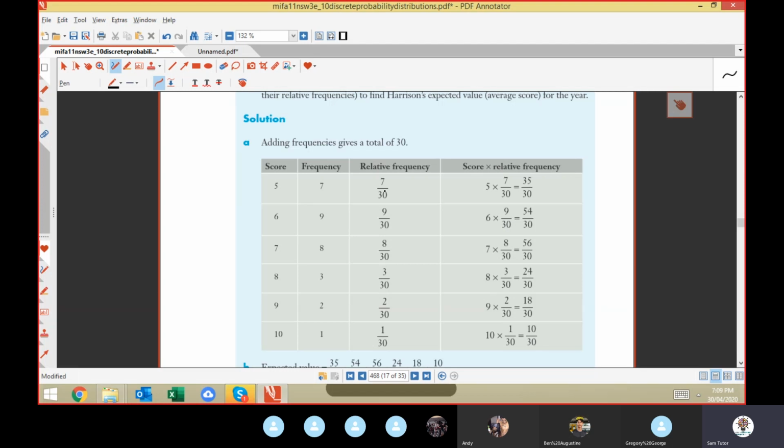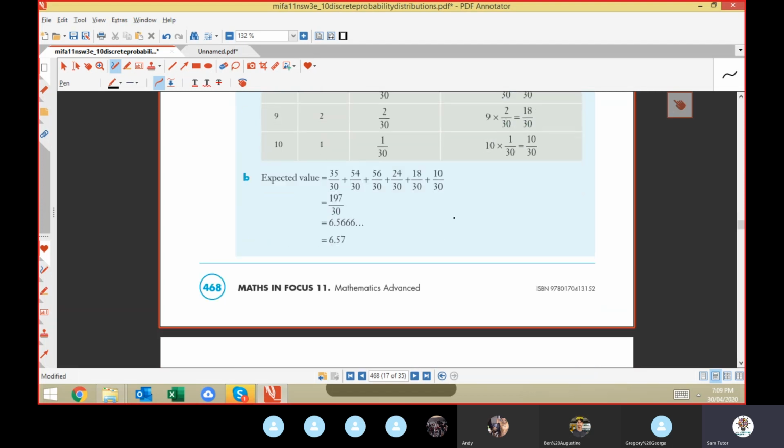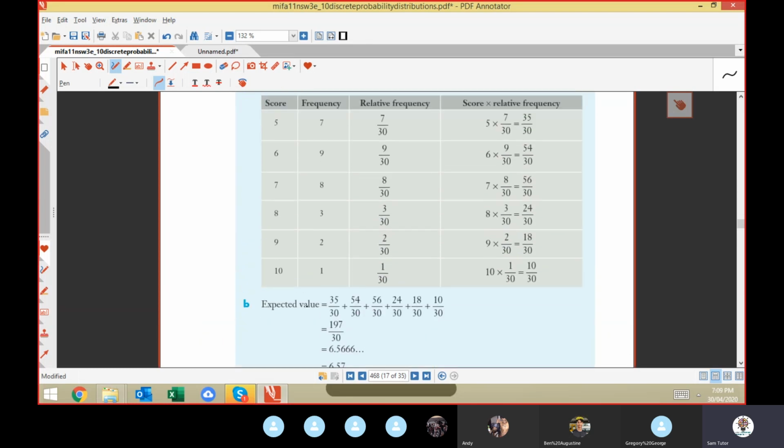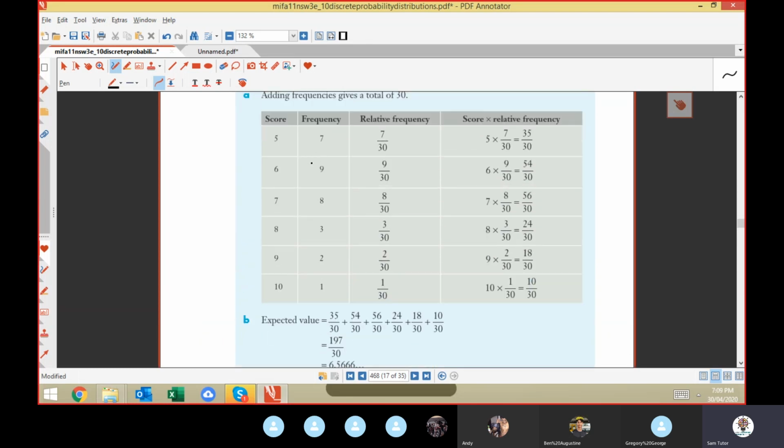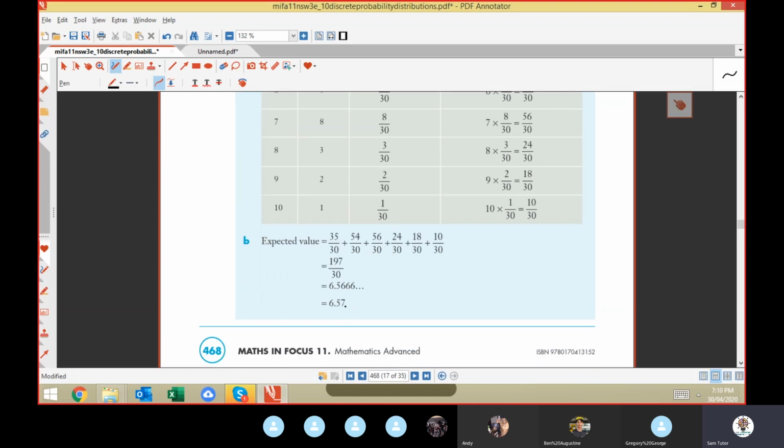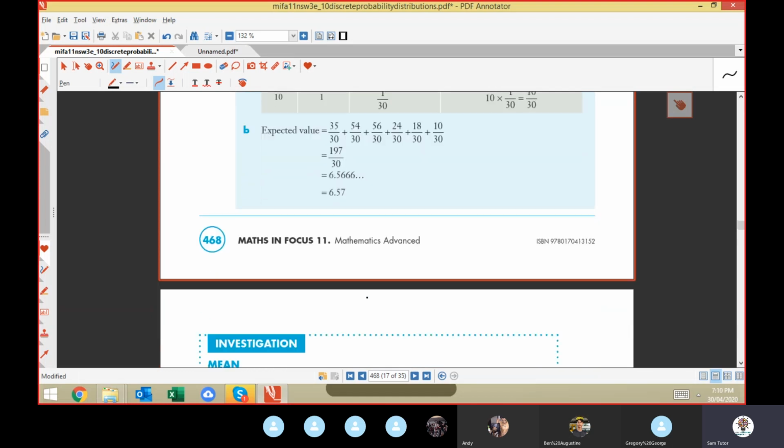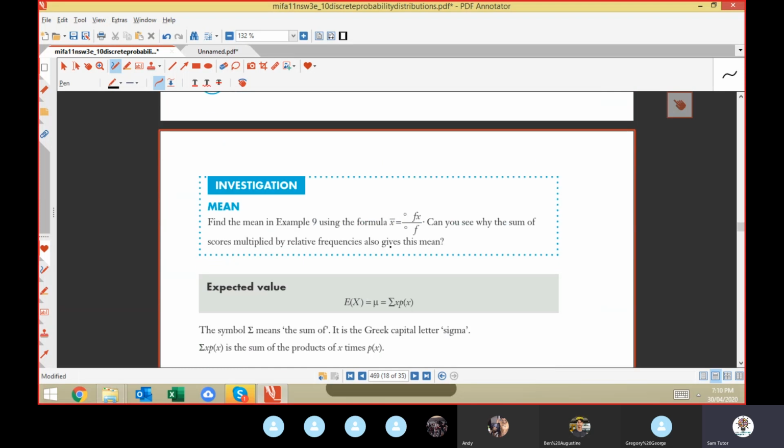No, sorry, what am I saying? It's the same thing, it's average. Sorry, relative frequency. Don't worry, I was going to confuse you there. Lucky I stopped. So you just find your expected value, which is just your average. 5 times 7, 6 times 9, 7 times 8, 8 times 3, 9 times 2, 10 times 1. Add it all up, divide it by 30, and you're done. Okay, just a normal average.